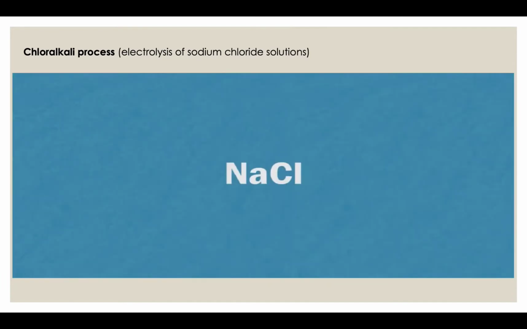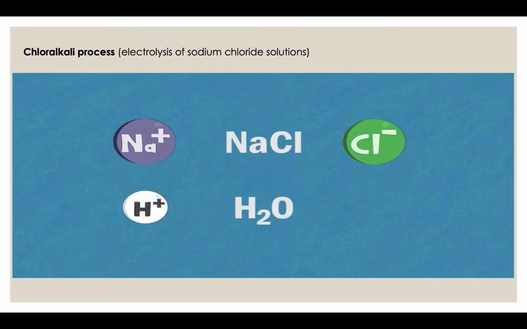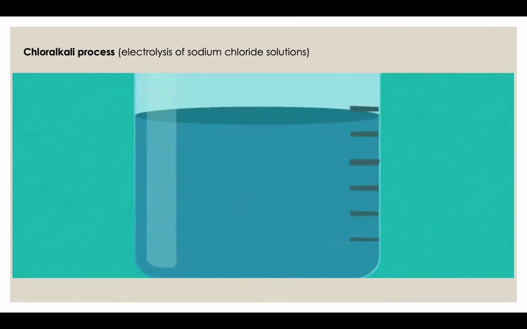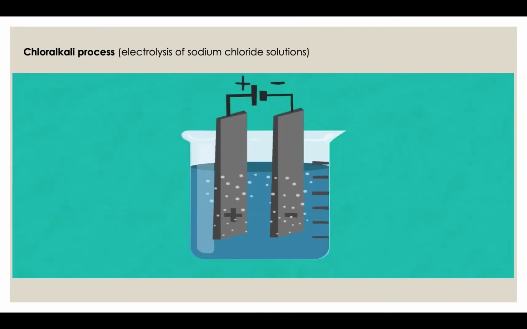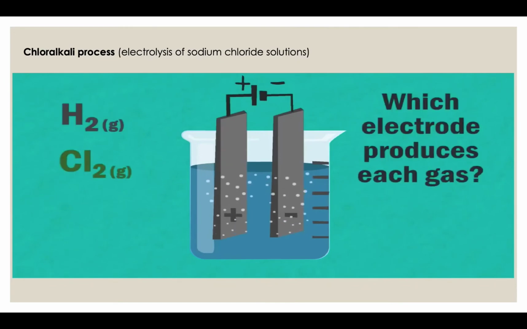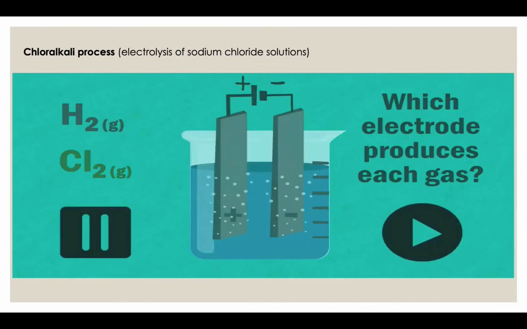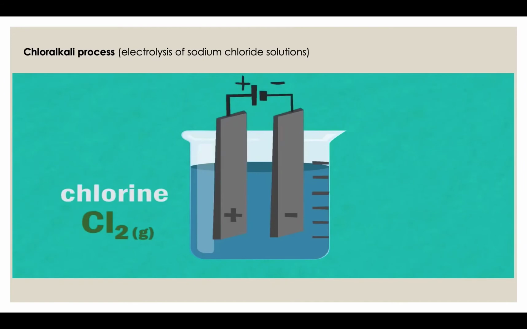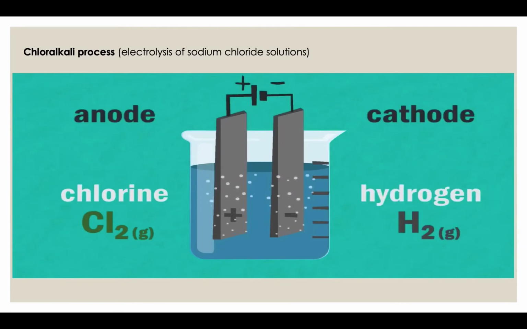From the sodium chloride, we have positive sodium ions, Na+, and negative chloride ions, Cl-. And from the water, we have positive hydrogen ions, H+, and negative hydroxide ions, OH-. When the current flows, you will begin to see tiny bubbles of gas forming at each electrode. Both hydrogen and chlorine gas are formed, but can you work out which electrode produces which gas? Pause the video and see if you can work it out. The chlorine is formed at the anode, that's the positive electrode. Hydrogen is formed at the cathode, that's the negative electrode.